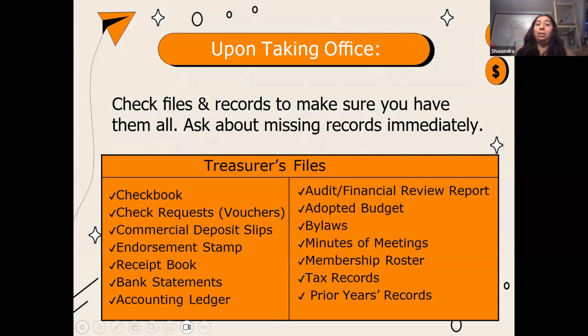So if you get the records and any of this stuff is missing, you want to make sure you ask about those immediately and try to work with the previous officers to get that information.